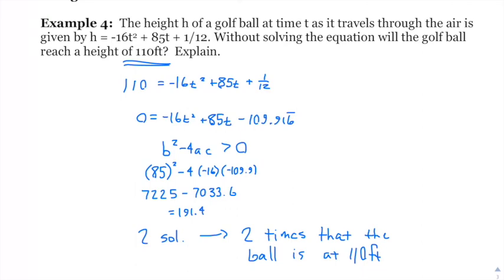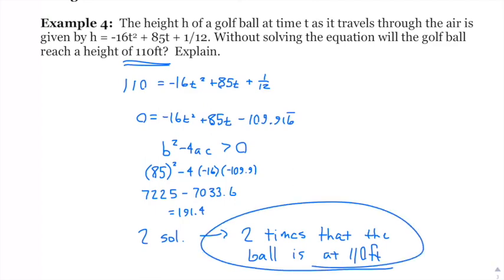Honestly, it'd probably be best to solve for those values anyways and figure out what they are using negative b plus or minus the square root of b squared minus 4ac over 2a. But this is just showing you can use the discriminant, the b squared minus 4ac, to determine if it was going to have solutions or not. And that is about it.